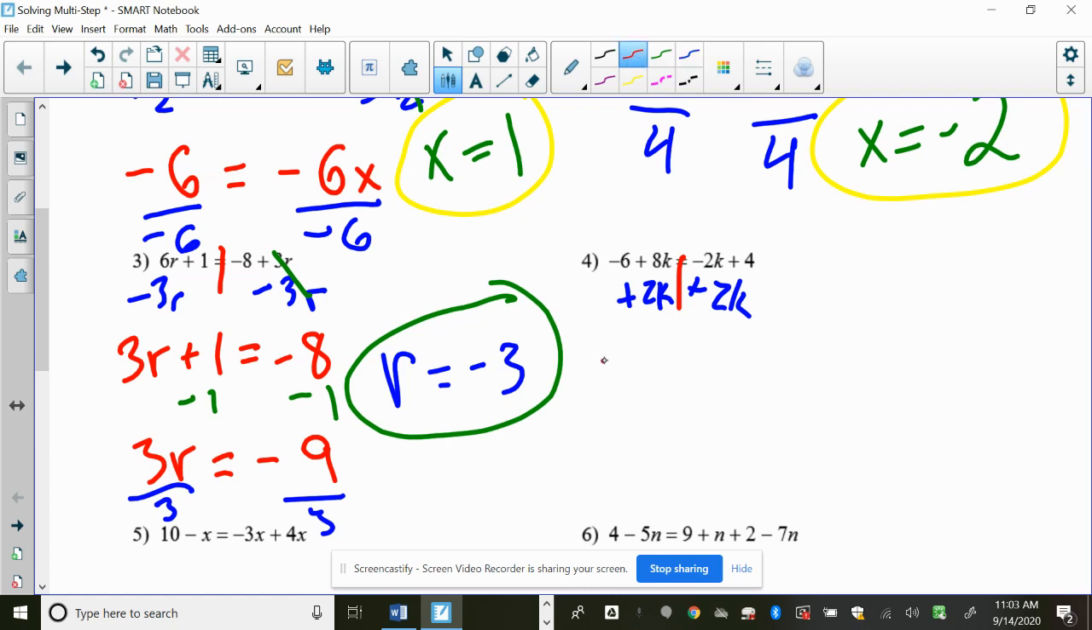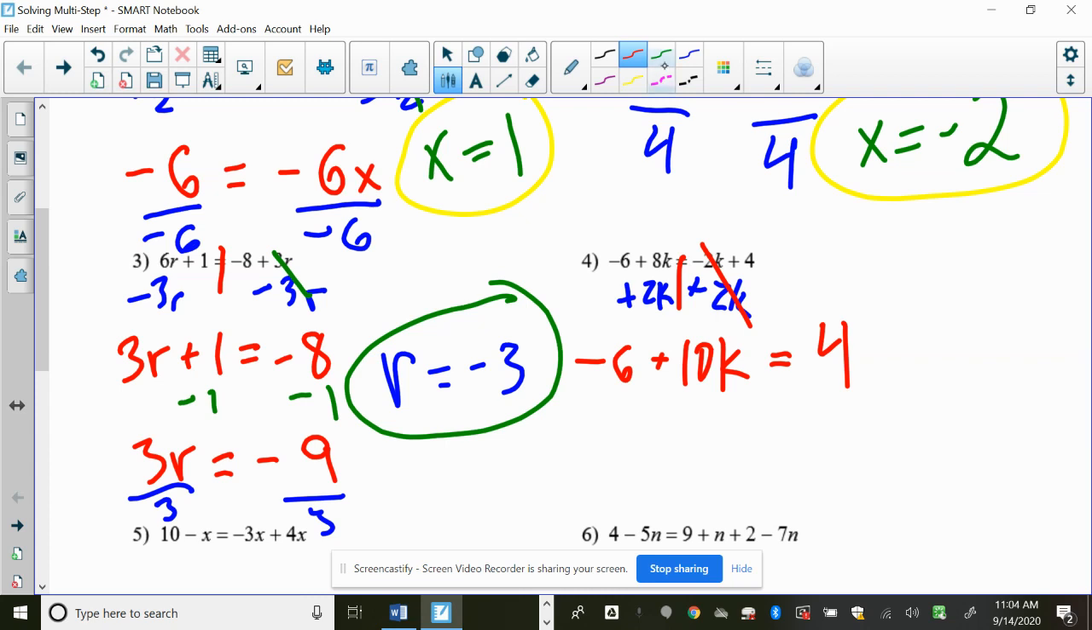Okay, so we have negative 6 still, plus 8k plus 2k, that'd be 10k, equals, right side, these cancel, so all we're left with is 4. Again, now if we look at our problem, this is like what we had yesterday. So far, that first step is all that's new.